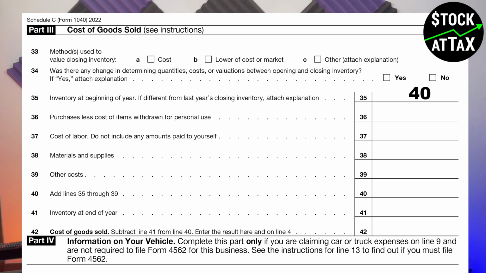We are buying another case, another $50, so we're up to $90. We sell only one. We take $5 off of that. What's our year-end inventory? $85. So what's our cost of goods sold? Beginning year inventory plus purchases minus end of year inventory. $90 minus $85 equals $5. Our cost of goods sold is $5.